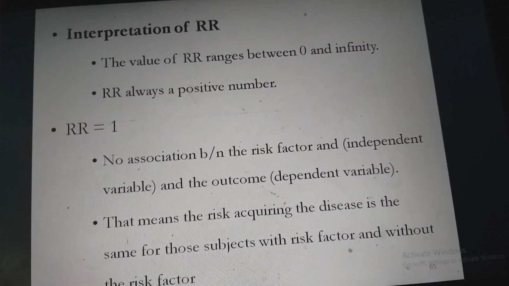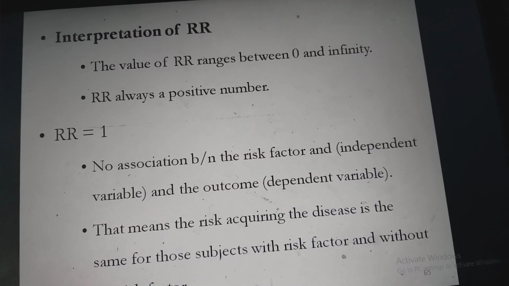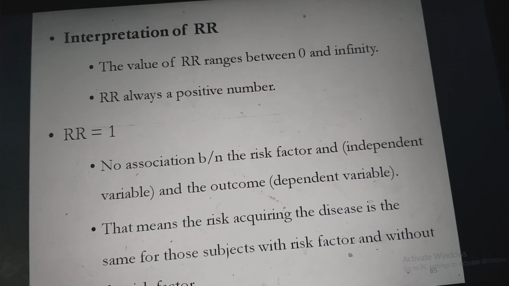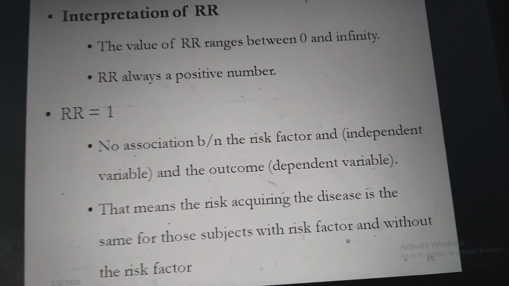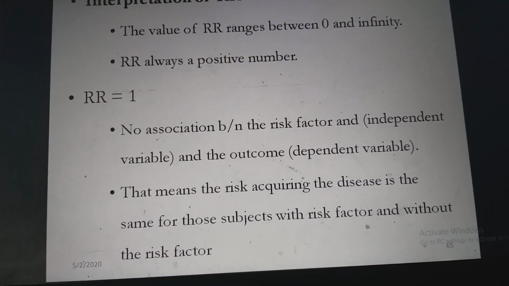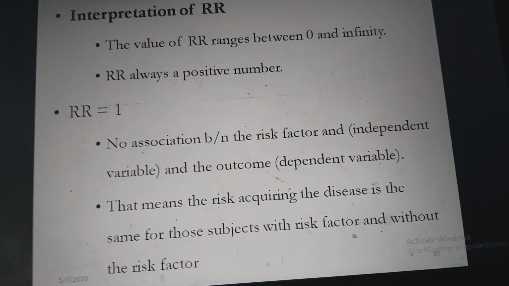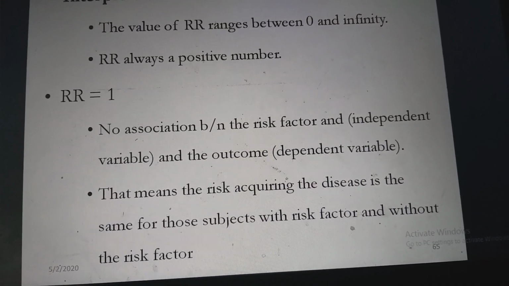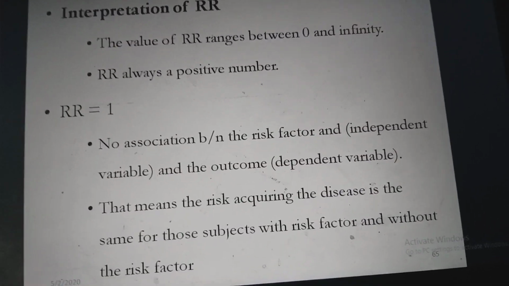Risk in exposed divided by risk in unexposed. Therefore, the value is always positive, from 0 to infinity. Relative risk equal to 1 means there is no association between the risk factor or exposure and the disease.